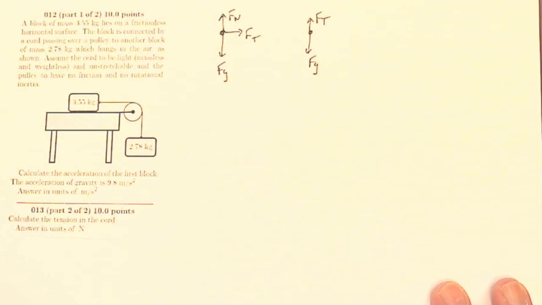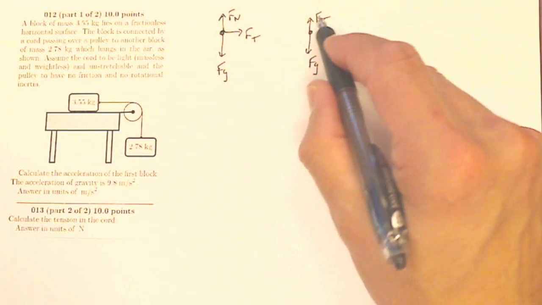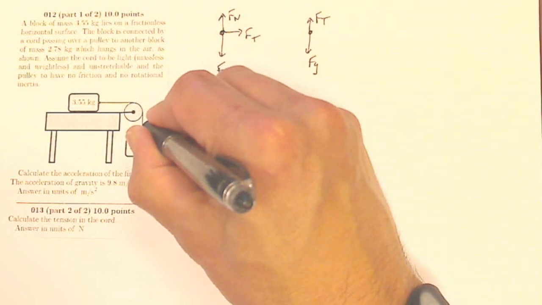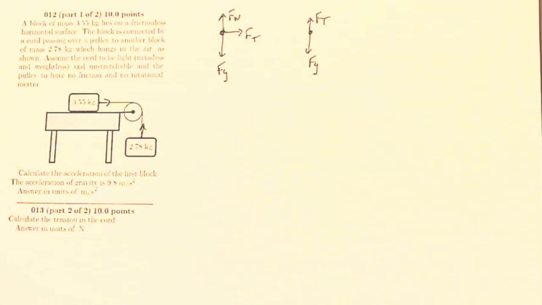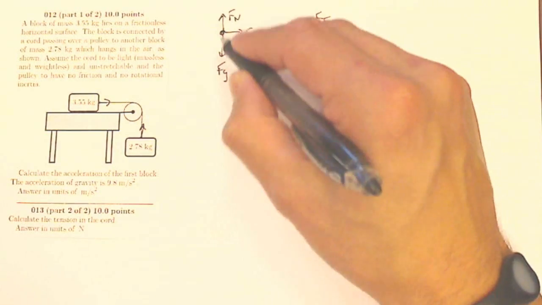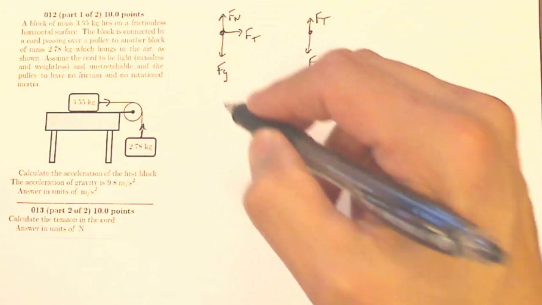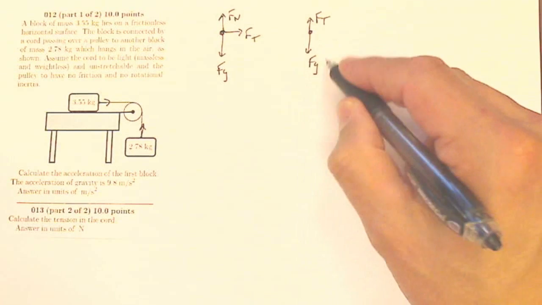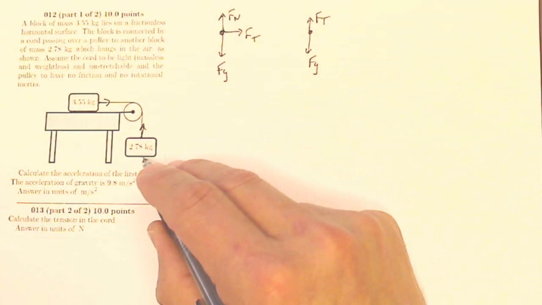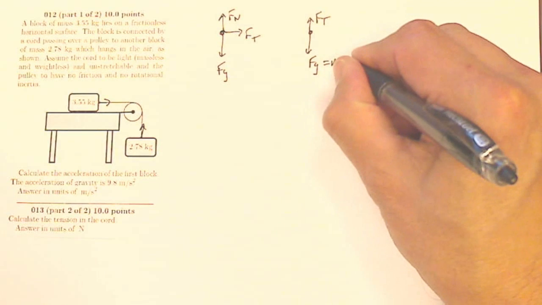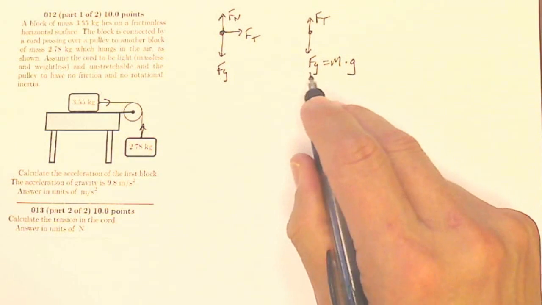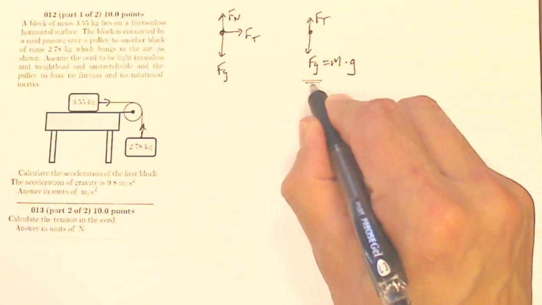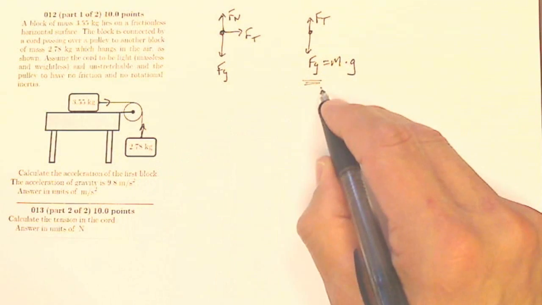Now, when I think about external forces, this tension and this tension are right here and right here. Well, that's between the blocks, so that's an internal force. This normal and this gravity balance each other, so those are going to cancel out. So all I'm left with is this force of gravity on this 2.78, on this hanging block, which is going to be the mass of that block times the acceleration of gravity. That is my net external force.